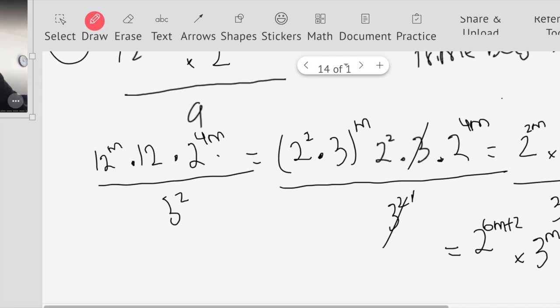These two have the same base, so I can subtract their exponents, and that'll be 3 to the m minus 1. And these two have the same base, 2 to the m, 2 to the 4m plus 2, so I can add up the exponents, and that'll give me 6m plus 2. And this will be the final answer for that.